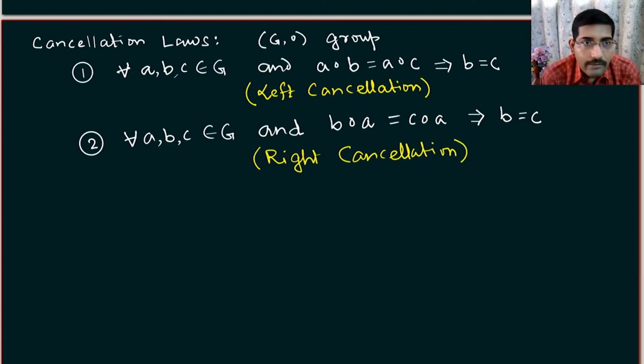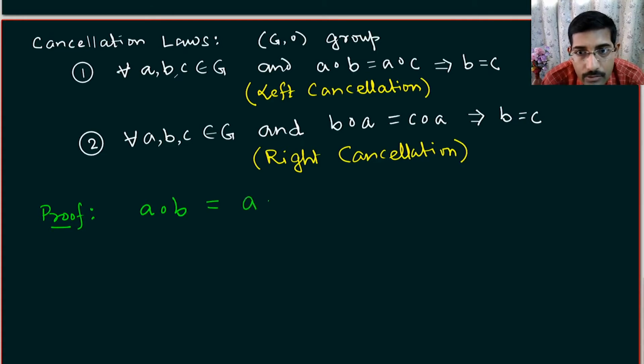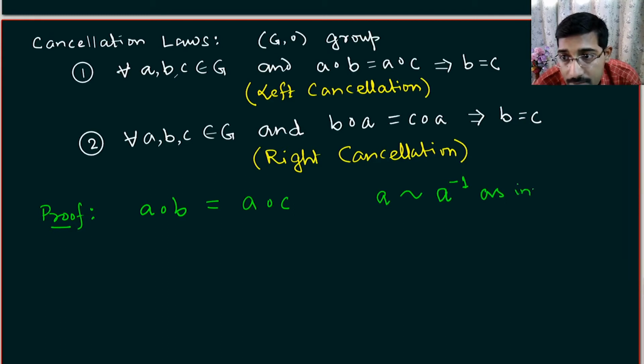I leave the proof to you, just to give you a hint of the proof. It's pretty simple. You are given A operated over B is equal to A operated over C. And as per the group, A has a corresponding inverse element, right? So let's say the inverse of A, since it is unique, from now onwards I will define A inverse as the inverse of A.